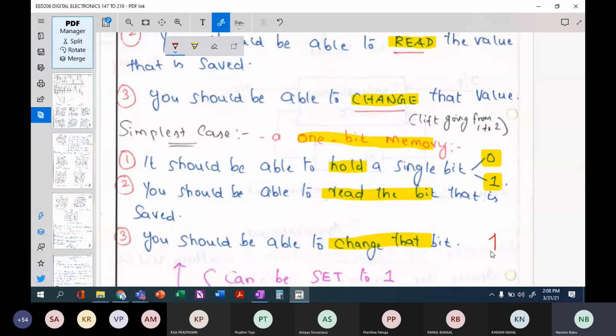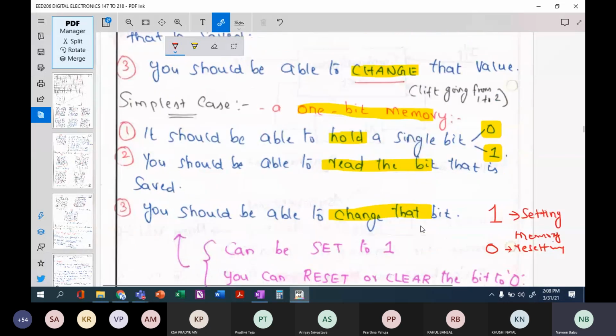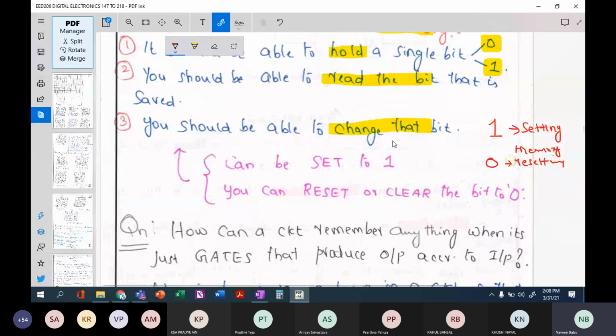Here, if you are able to change the bit to 1, then what do we say? We say that we are setting the memory. If you are clearing the data and storing 0, then what do we say? We are resetting the memory, right? So you must understand the difference between setting and resetting. So if you are changing the bit, either you can set it to 1, or you can reset it to 0. Another name for reset is that you can clear the bit to 0.